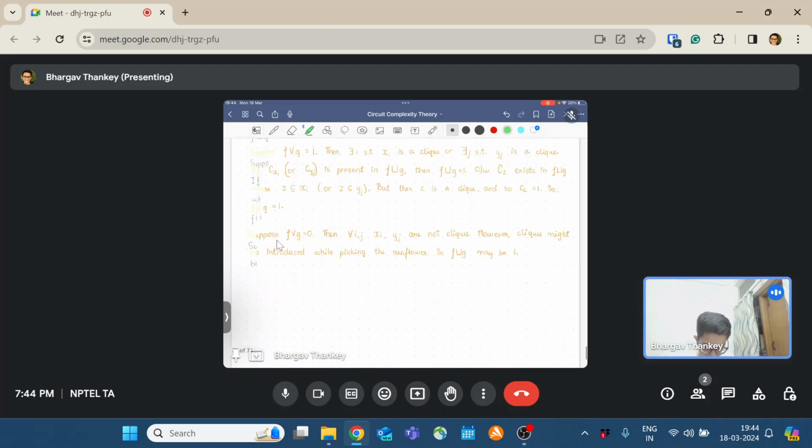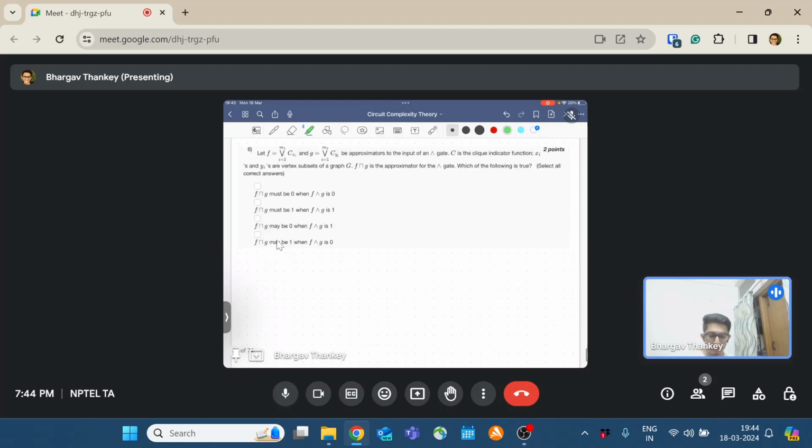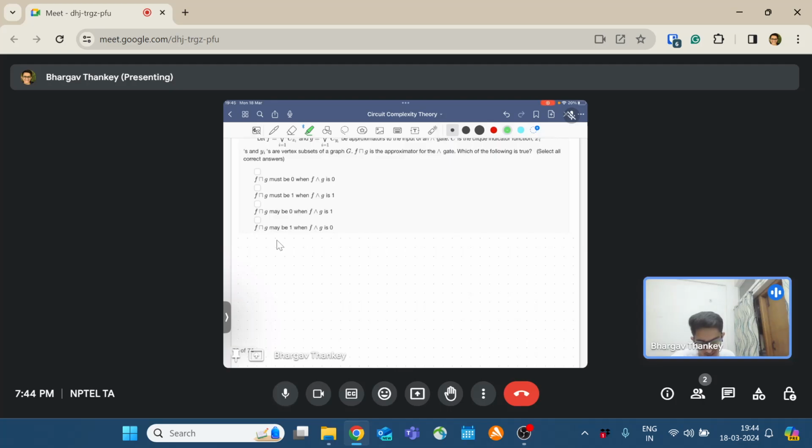Okay, so now let's look at the next one. It's similar but for the AND gate. Let F and G be the approximators to the input of an AND gate, and C is the clique indicator function. Xi and Yi are vertex subsets of the graph. If F ⊓ G, F join G, is the approximator of the AND gate, then which of the following is true?